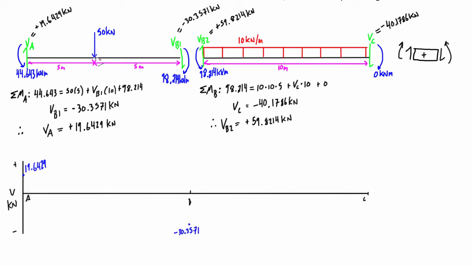So we know that in an area of a span that doesn't have a distributed load, the shear will be constant until it experiences a point load, or until it finds a point load.